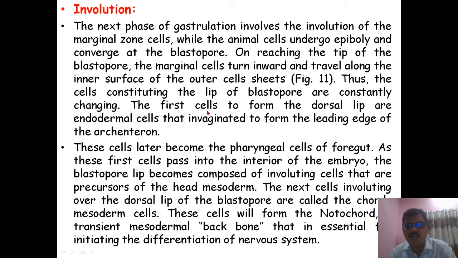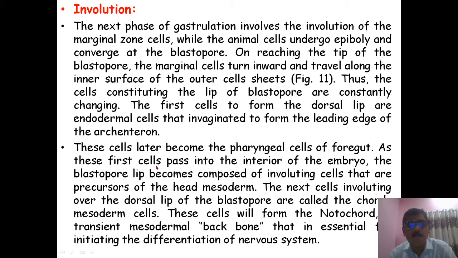The first cells to form the dorsal lip are the endodermal cells that invaginated to form the leading edge, the leading part of the archenteron. These cells, which are the first to invaginate, will become the pharyngeal cells of the foregut.